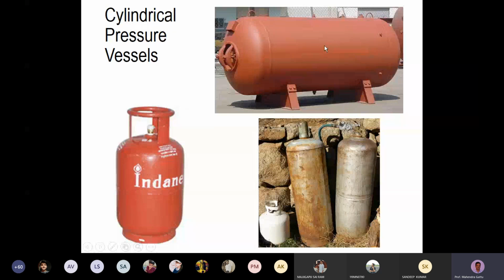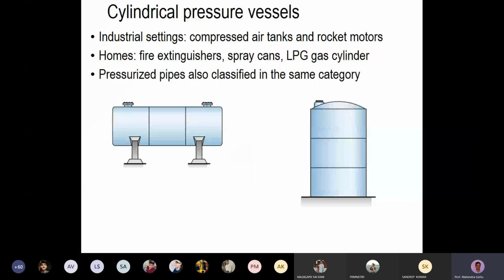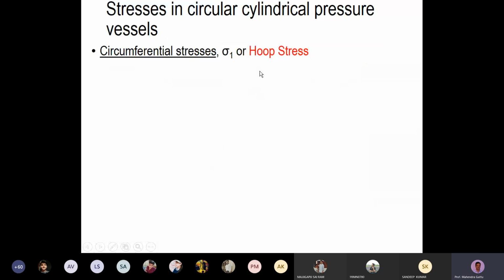That stress is called the hoop stress. Why is it called hoop stress? We can discuss that now. These are some examples of pressure vessels, and the first stress we'll discuss is the circumferential stress, which is the hoop stress.